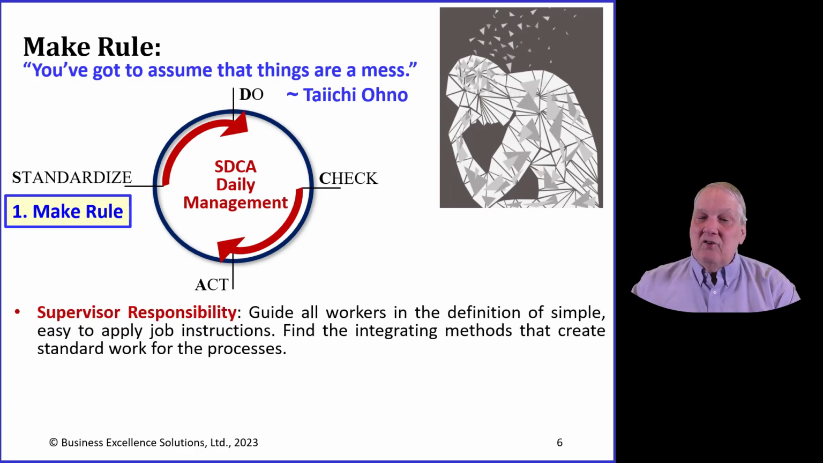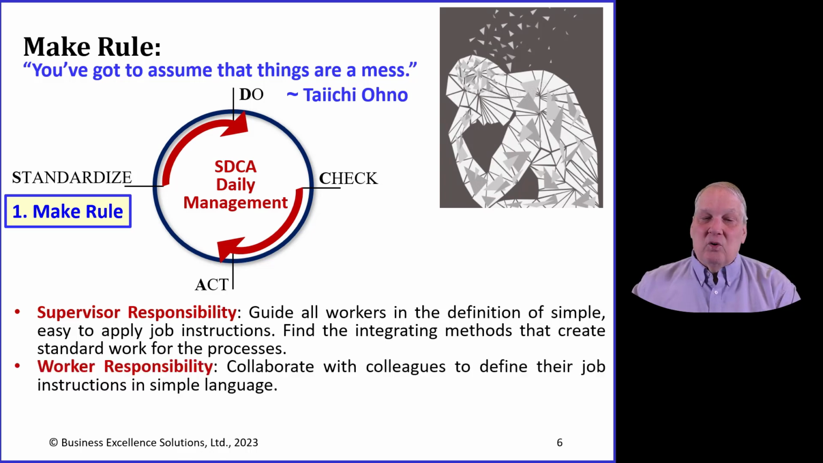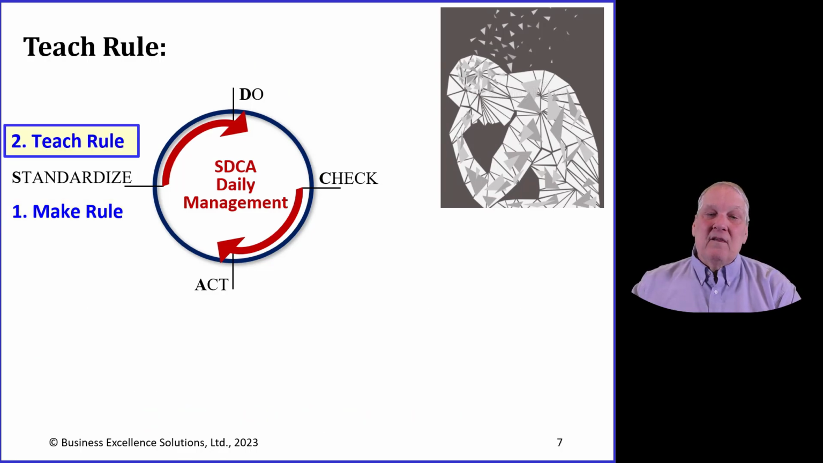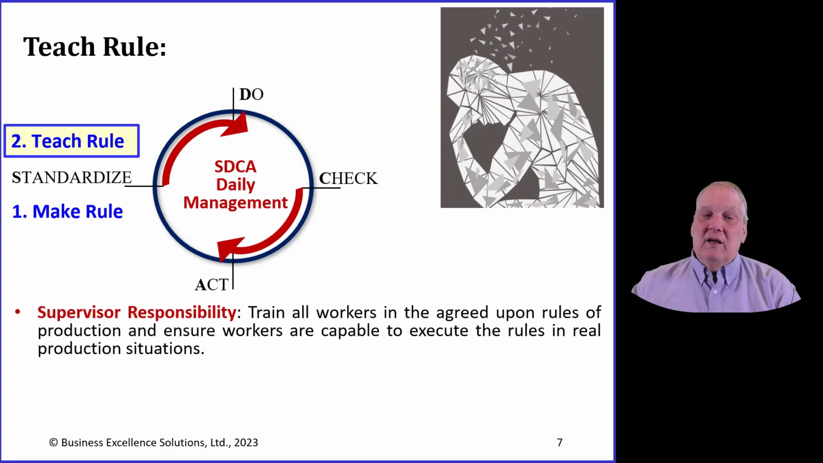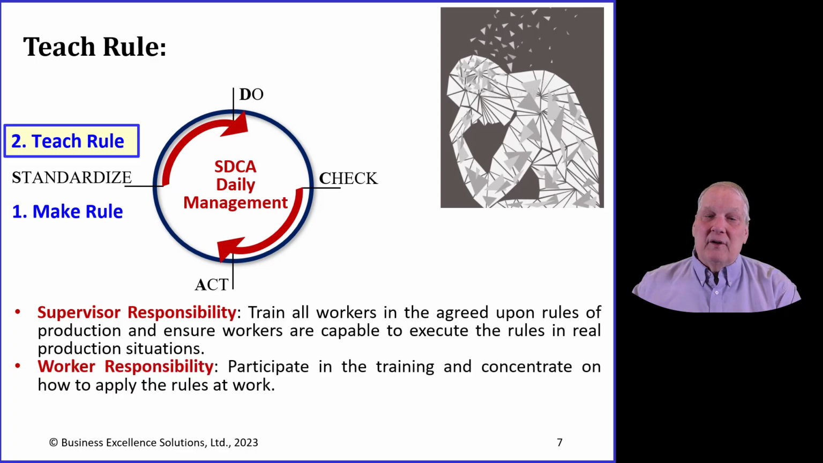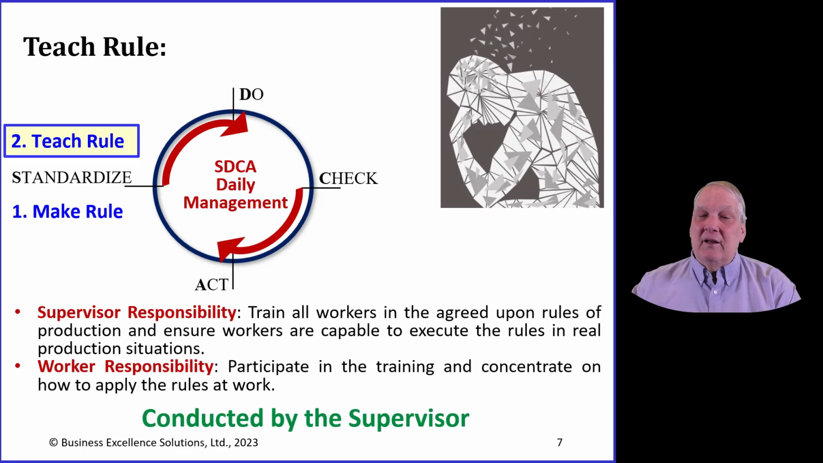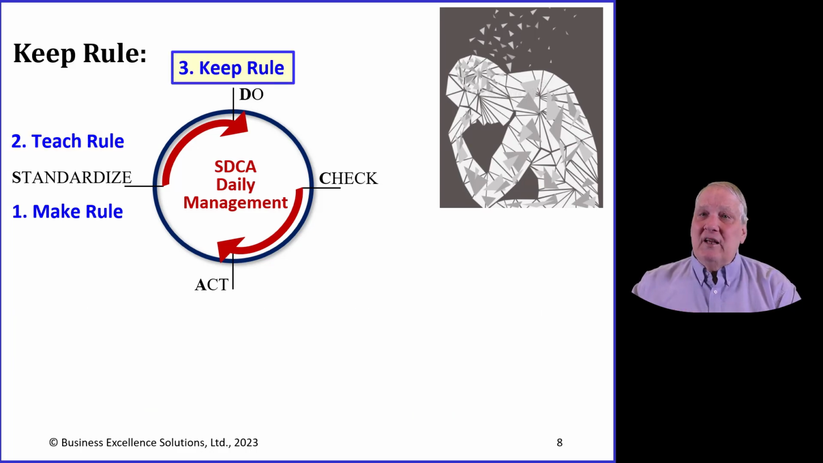The supervisor guides the workers in defining the rules, finding methods that create standard work. The workers then collaborate with colleagues to define their job, and this is facilitated by the supervisor. The second step is to teach the rule. This is the supervisor's responsibility: train the workers in the agreed upon rules and make sure they're capable of executing the rules in the real world environment. The workers participate in the training and learn how to apply them. Again, this is conducted by the supervisor.